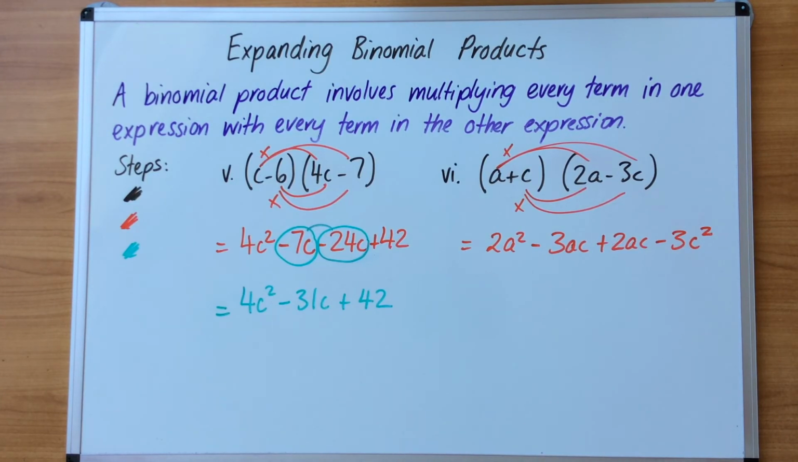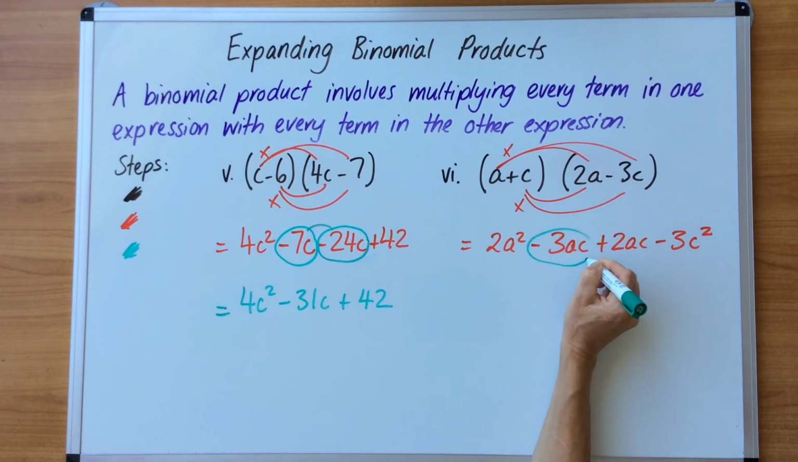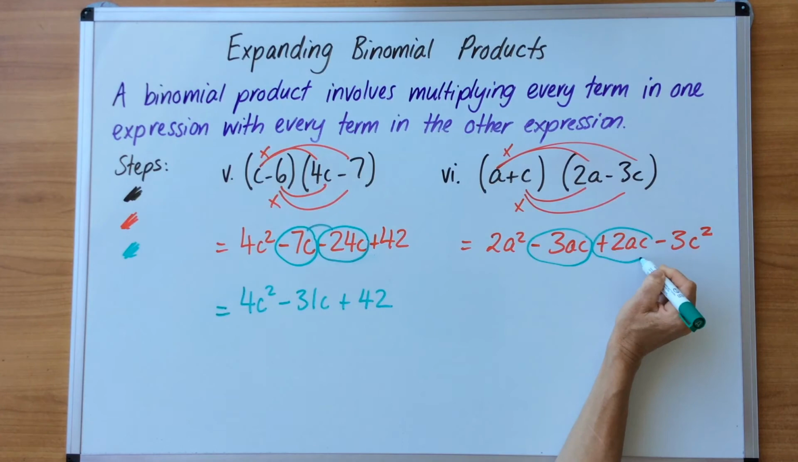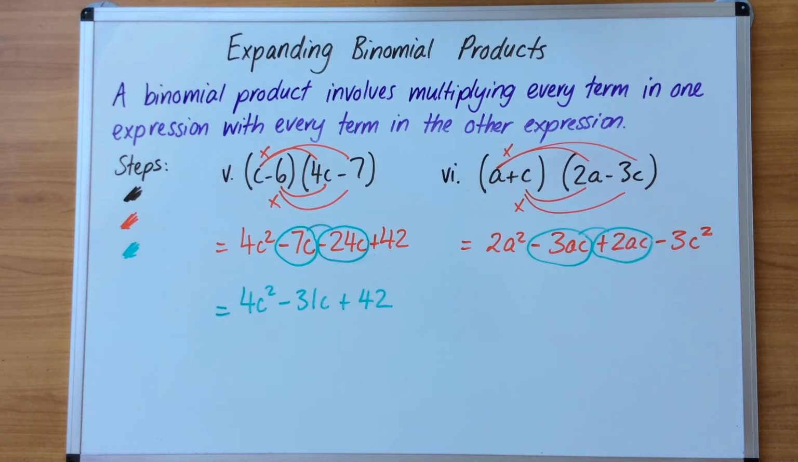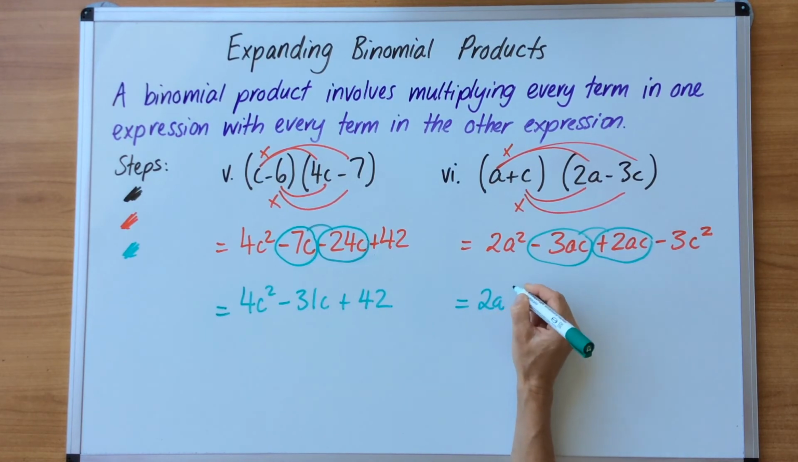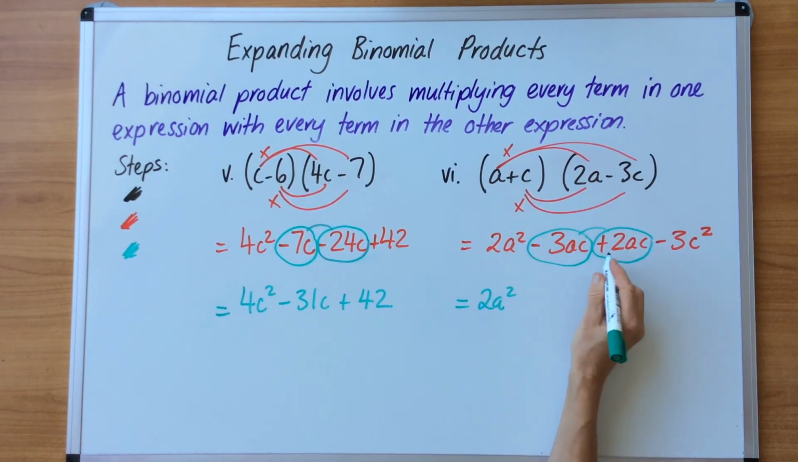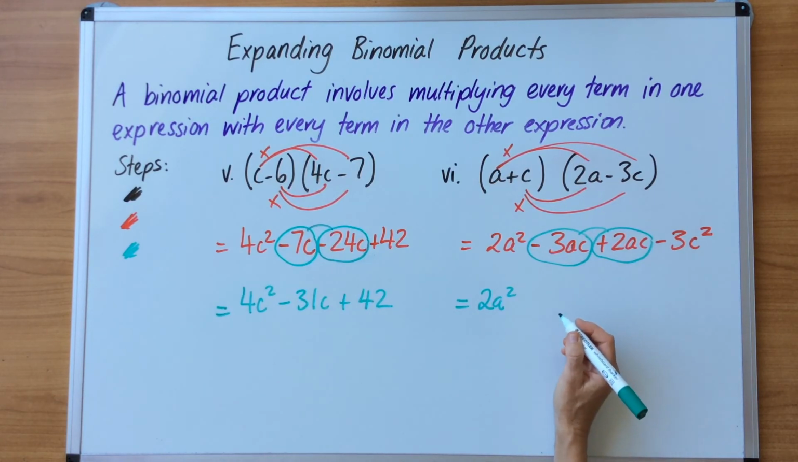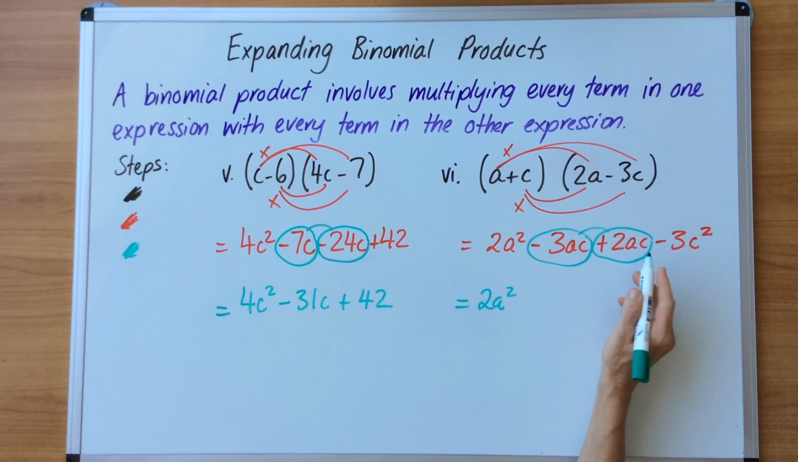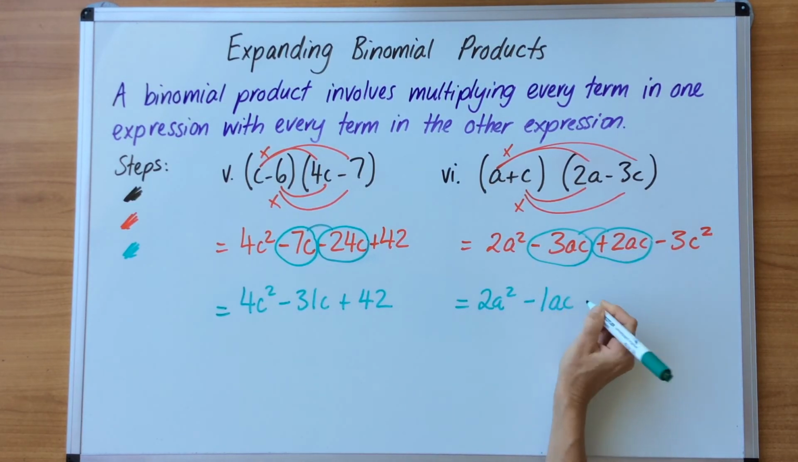Now we need to find our like terms. And again, looking into the centre, you can see we have a negative 3AC and a positive 2AC. They are related, so I join them. Drop down the equal sign. 2A squared, not related to anything, so it just drops down. I'm going to solve my like terms now. So negative 3AC plus 2AC is a negative 1AC.